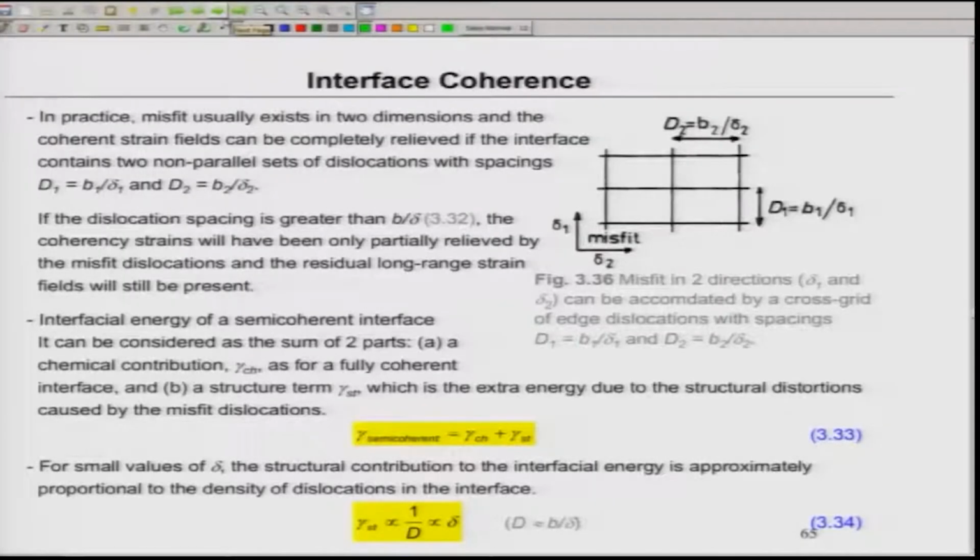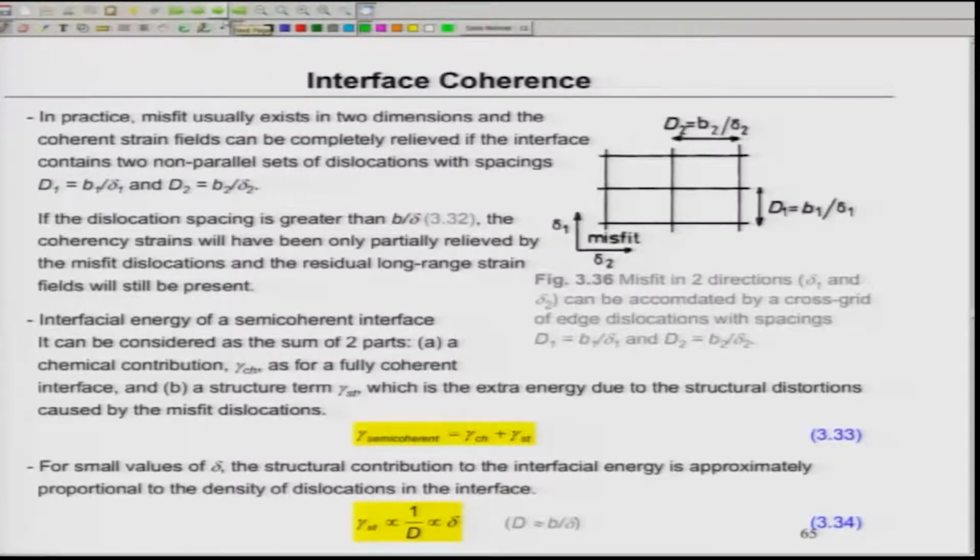Well, I am talking about only one dimension, only along one direction, but crystals are actually 3 dimensional. So, let us talk about only 2D, what happens. In practice, misfit usually exists in 2 dimensions or in 3 dimensions, in some cases, but for the sake of understanding, let us assume misfit is only existing along 2 dimensions, and along 1 dimension, the z axis, let us suppose there is no misfit, it is a perfect match, it is coherent.